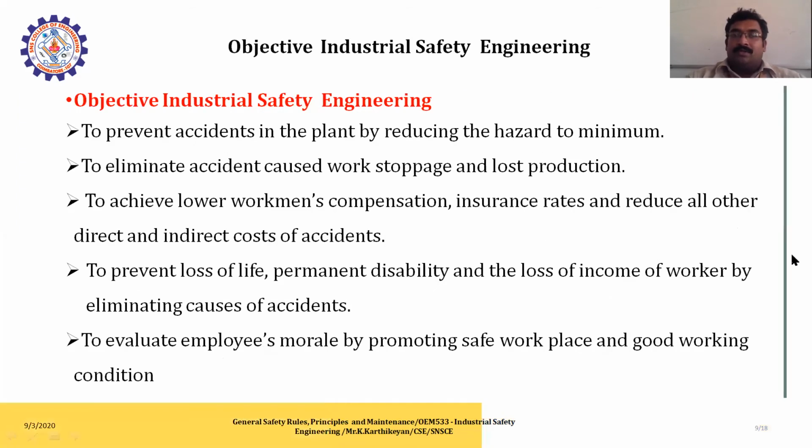Next one. Objective of industrial safety engineering. To prevent accidents in the plant by reducing the hazards to a minimum, to eliminate accident-caused work stoppages and lost production, to achieve lower workmen's compensation insurance rates and reduce all other direct and indirect costs of accidents, to prevent the loss of life, permanent disability and loss of income of workers by eliminating causes of accidents, to elevate employees' morale by promoting a safe workplace and good working conditions. This is the objective of industrial safety.